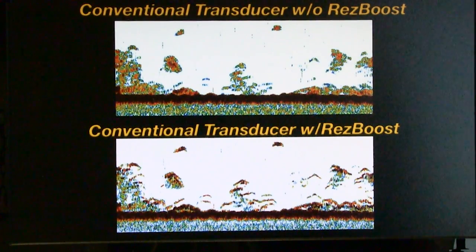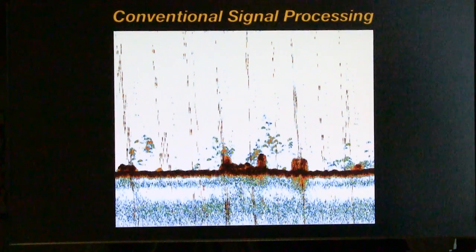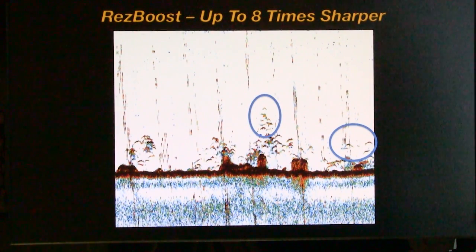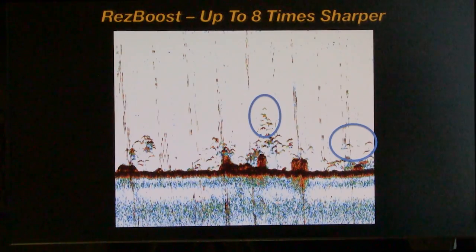And what RezBoost does is it allows you to utilize your current narrowband transducer, again a 5200 kilohertz transducer, and it increases the target resolution up to 8 times, making it much sharper and allowing you to see fish where you may not have seen it before, and hopefully bring them into the boat.